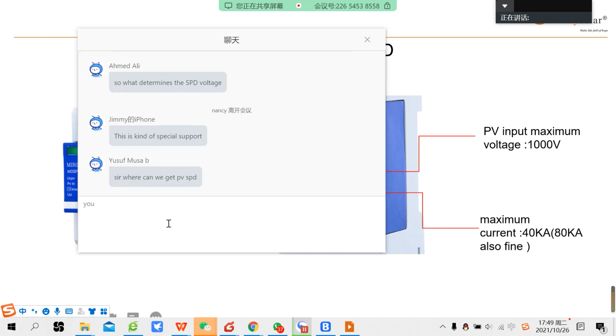You can buy PV SPD, if you want, from our branch company, or you can search in the market. Okay.